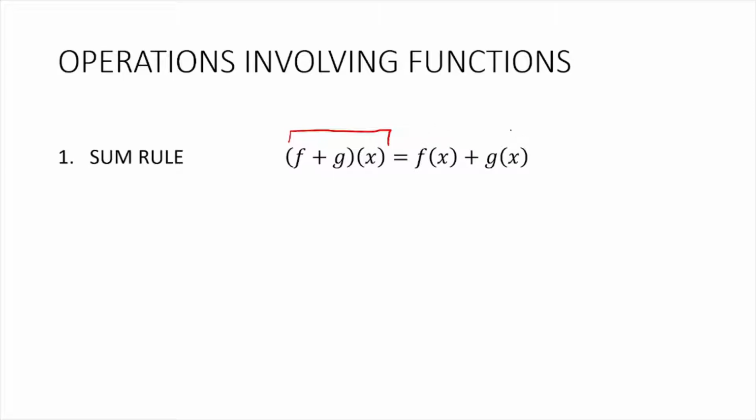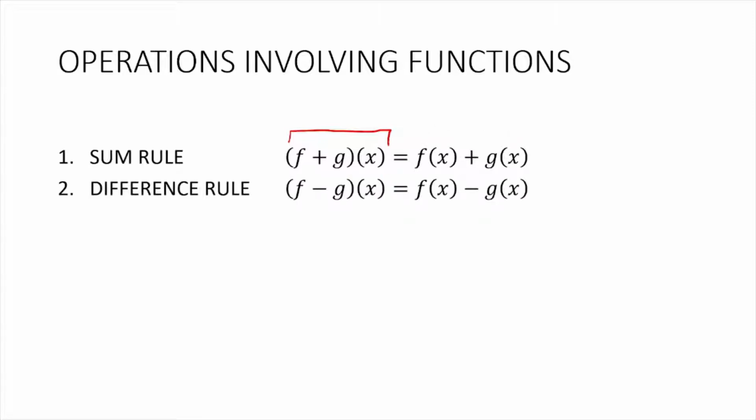So (f plus g)(x) means that we take the sum of f of x and g of x. Then the difference rule, basically the subtraction operation. So we take the difference, or subtract g of x from f of x. This is how we represent this operation if it involves functions. This means take the difference between f of x and g of x, basically subtract g of x from f of x.